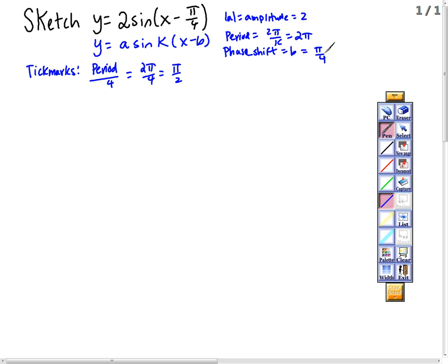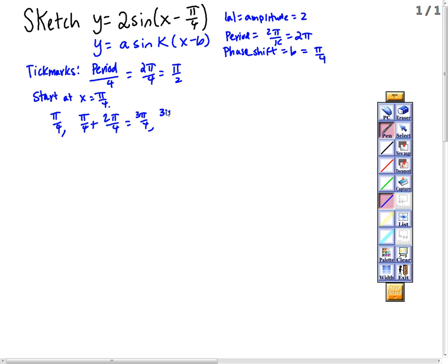And this phase shift of pi over 4 tells me to start at x equal pi over 4. Okay, then we're going to move over pi over 2 to get the next one. So I'm going to have pi over 4. The next one is going to be pi over 4 plus pi over 2, which is also 2 pi over 4. I'm going to use this one because it has a common denominator. So I get 3 pi over 4.